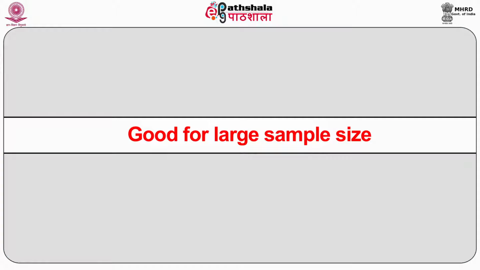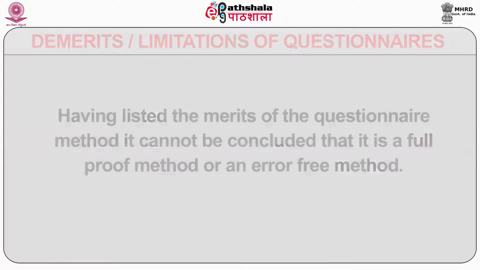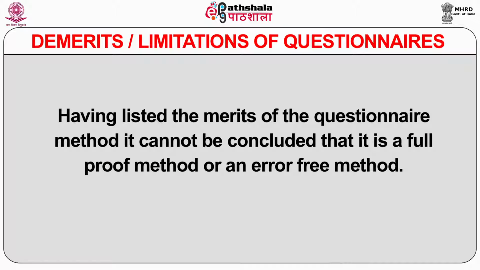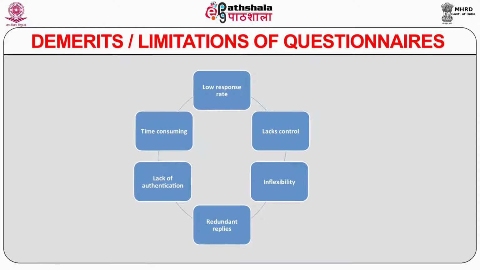Fifthly, good for large sample size. Under this method, the researcher may consider to undertake a larger size of sample, making the results and outcomes of the study more dependable, reliable, and representative of the whole population. Having listed the merits of the questionnaires, it cannot be concluded that it is a foolproof method or an error-free method. This method also suffers some demerits or limitations.